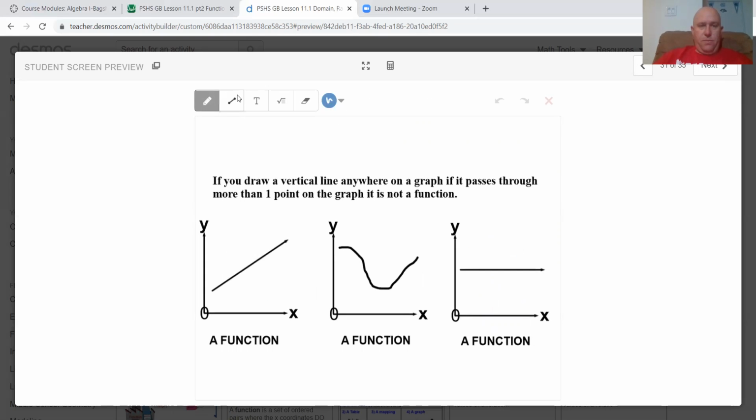Whereas all of these would be examples of functions. No matter where you draw the line, it only goes through one place. Oops, not a very good vertical line, I should say. They're all going through just one place.